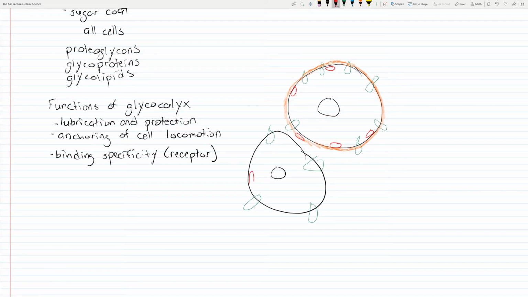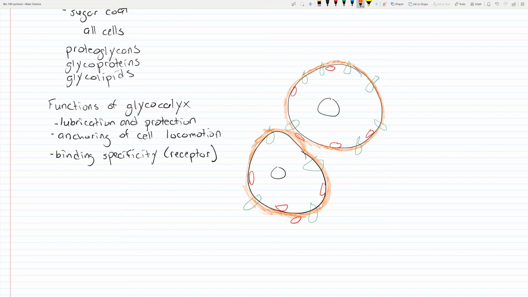We're going to have some integral proteins here. And on the outside of this, we're going to have the glycocalyx. And so they might even share a part of the glycocalyx on the outside. So that's what it is. It's just present.